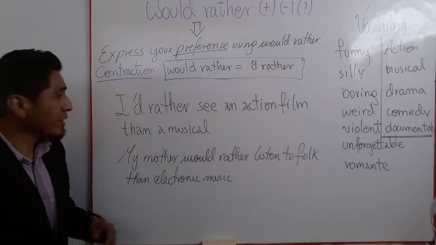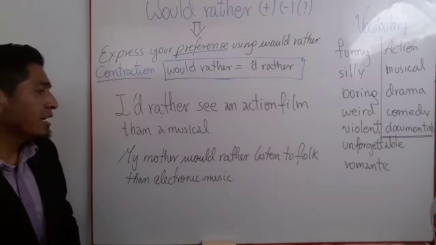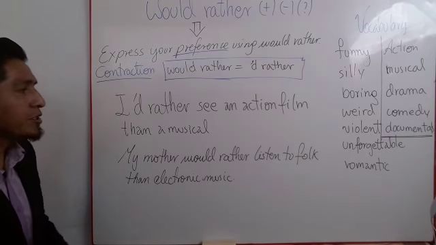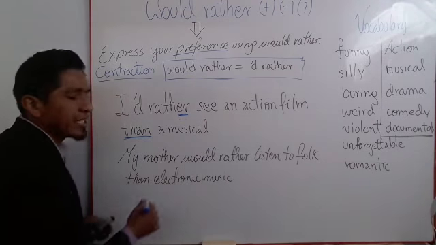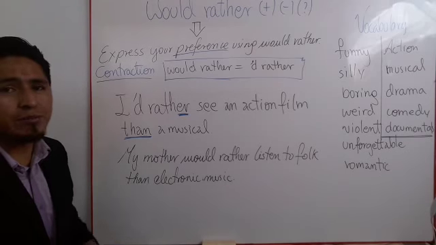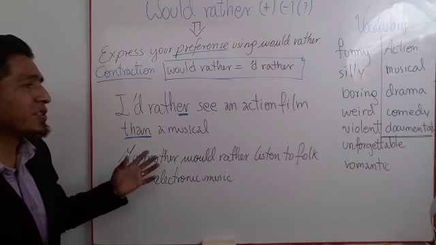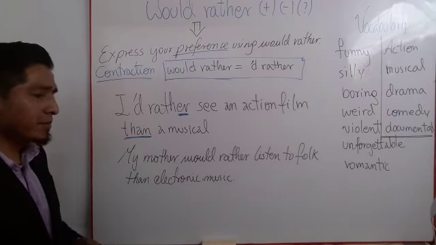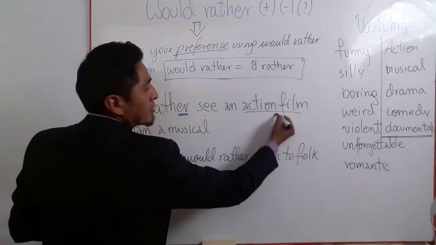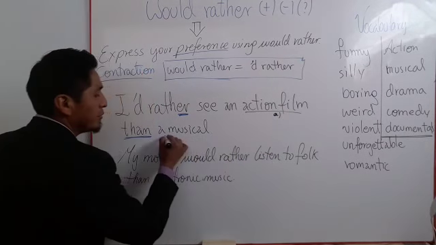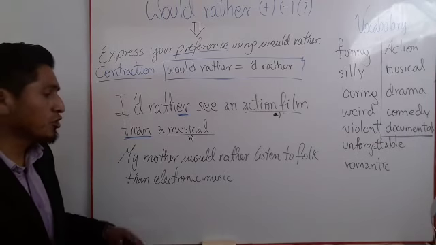You see, I'd rather see an action film than a musical film. Why am I using than here? Because I'm working with rather. You know that er is a comparative, so you have to use than, taller than, longer than. So I would rather see action film than musical film. I'm comparing action film, number one, or A if you want to call it A, with a musical, B, okay? So there are two categories that you have to choose from.